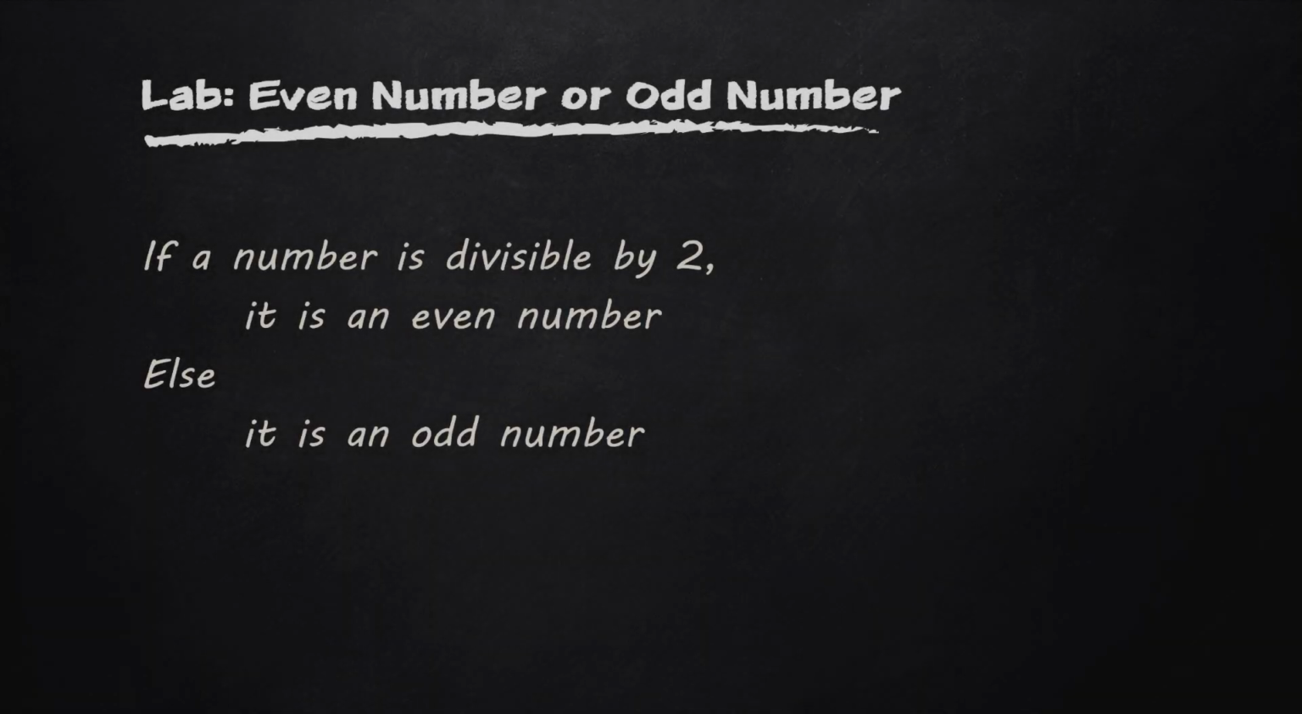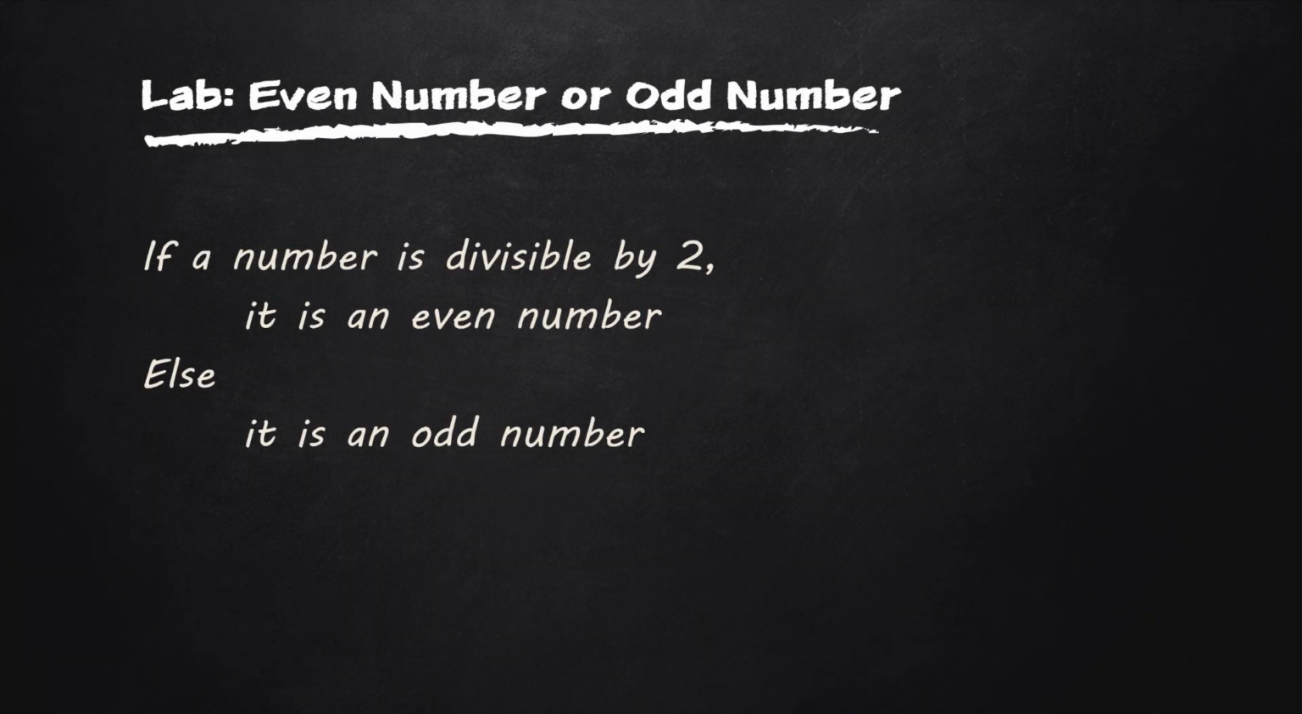With the knowledge of the two-way decision-making statement, we can write a program to tell if a given number is an even number or an odd number. We know an integer is either an even number or an odd number. It's a very typical two-way decision. So let's create a new project. We call it test number.